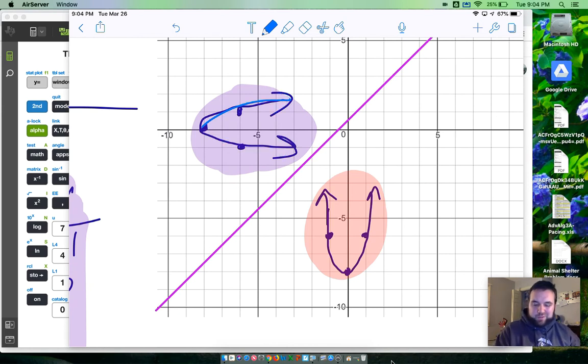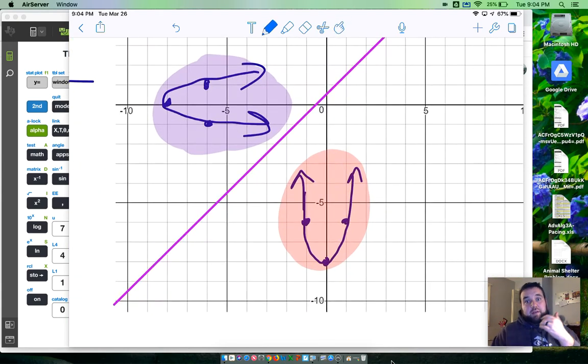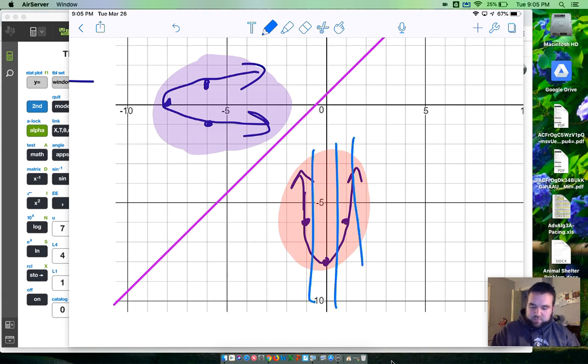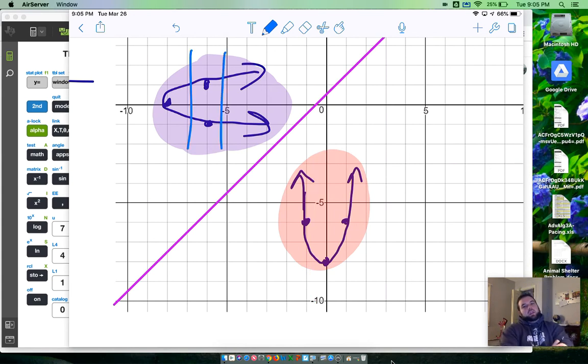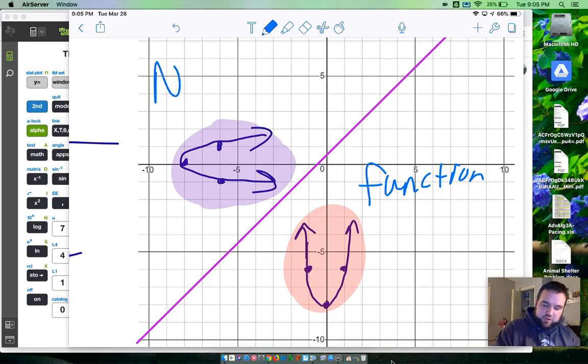I did misspeak a little bit. Remember, a function graphically means that it can pass the vertical line test. This parabola passes the vertical line test, so it is a function. The inverse is not a function because it doesn't pass the vertical line test. This question didn't ask it, but this would be a function, and this would be not a function.